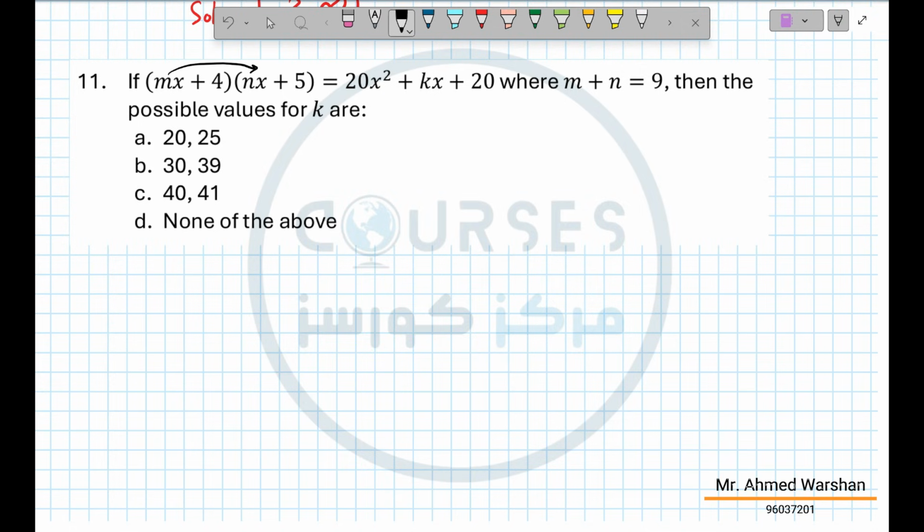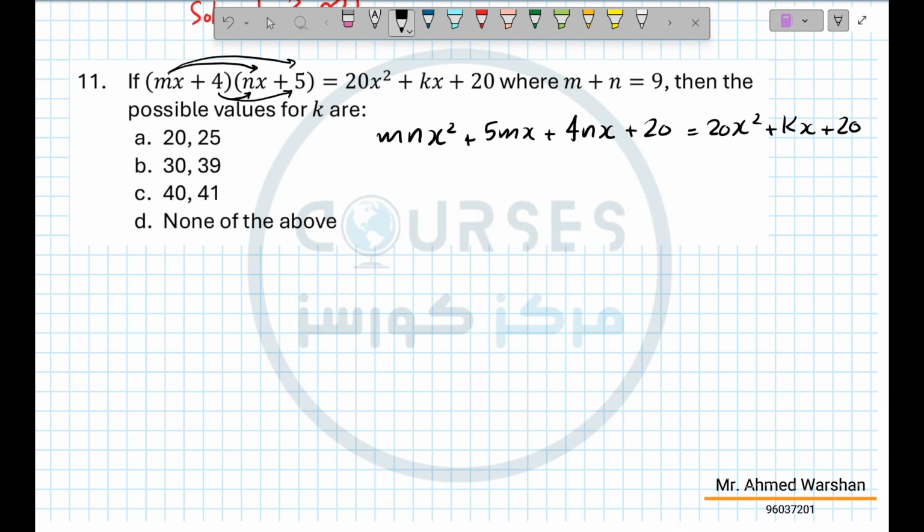mx times nx, that's going to be mn, and then x squared. mx times 5, that's 5mx. 4 times nx, that's 4nx. And then 4 times 5, that's 20. This is supposed to be equal to this, which is 20x squared plus kx plus 20. Okay, you can start to see some pattern is happening. The 20 is the same as the 20.